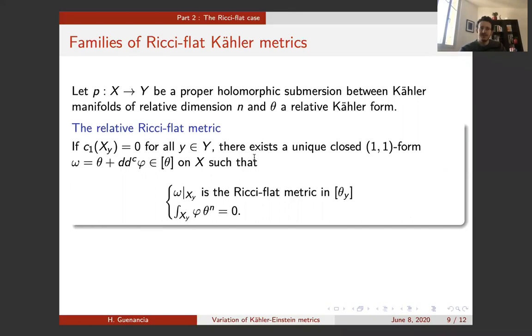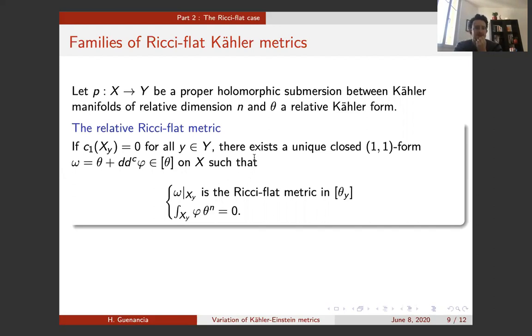The relative Ricci-flat metric, as you imagine, so I assume that each fiber has a zero first Chern class. And then there is a way for me to glue all of the Ricci-flat metrics omega y of x sub y in a sort of canonical, if not canonical, natural way. And that's the way that I explain in this box.